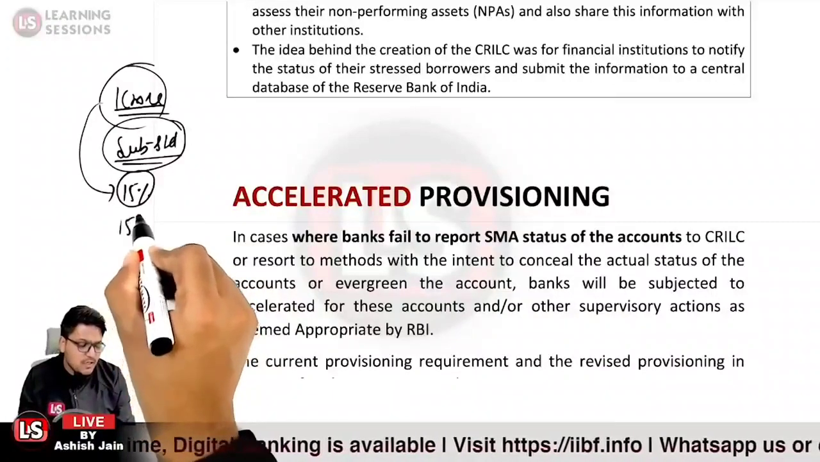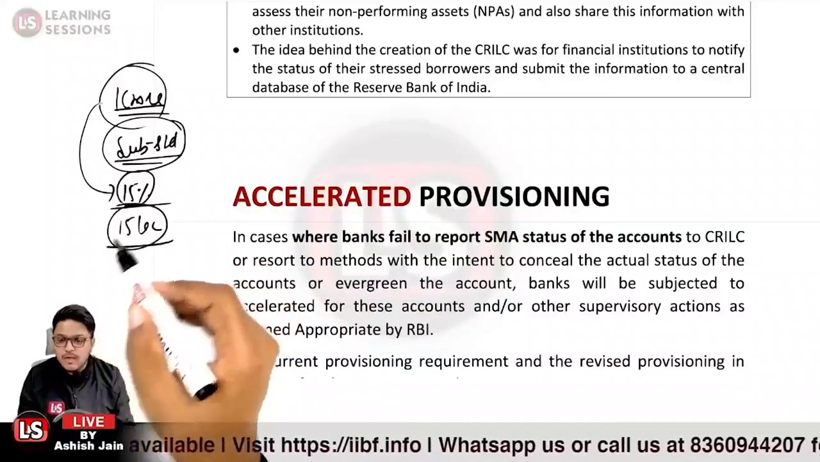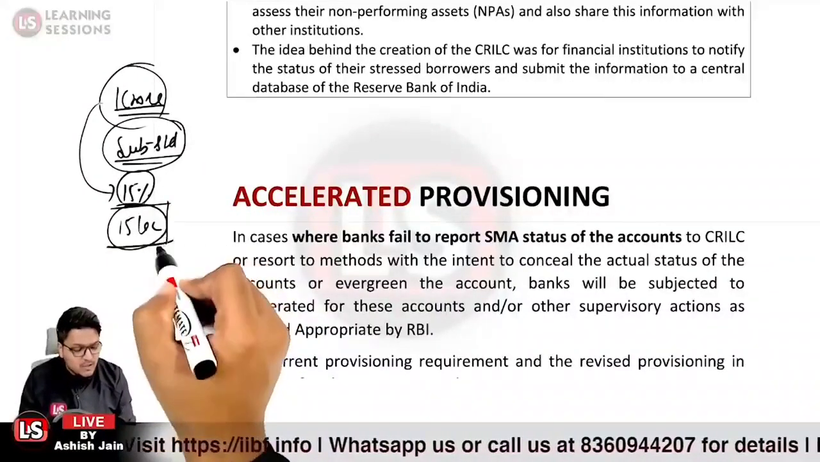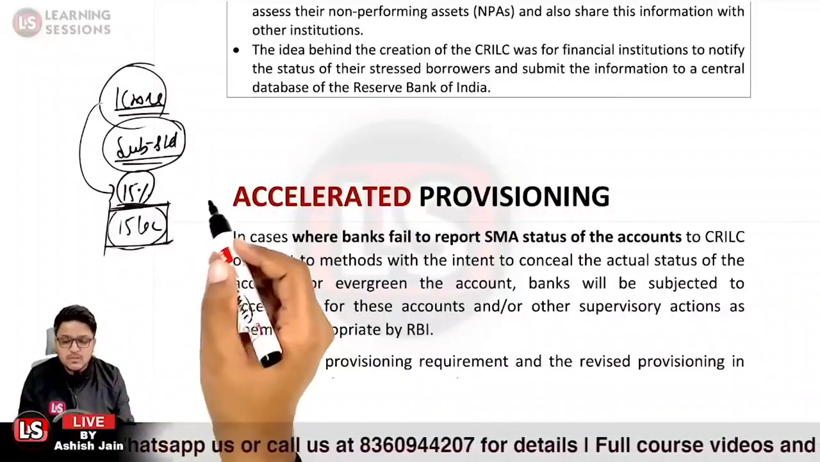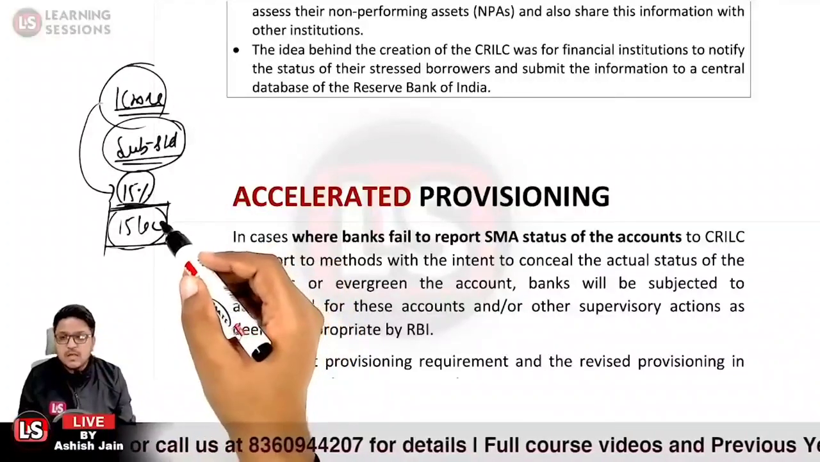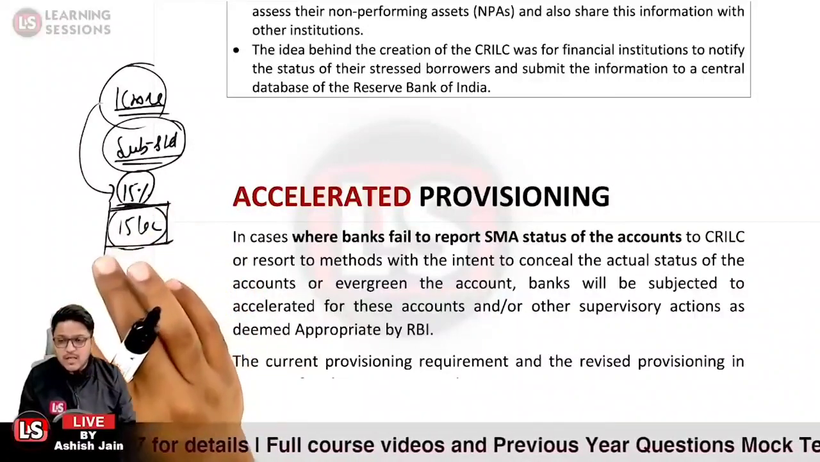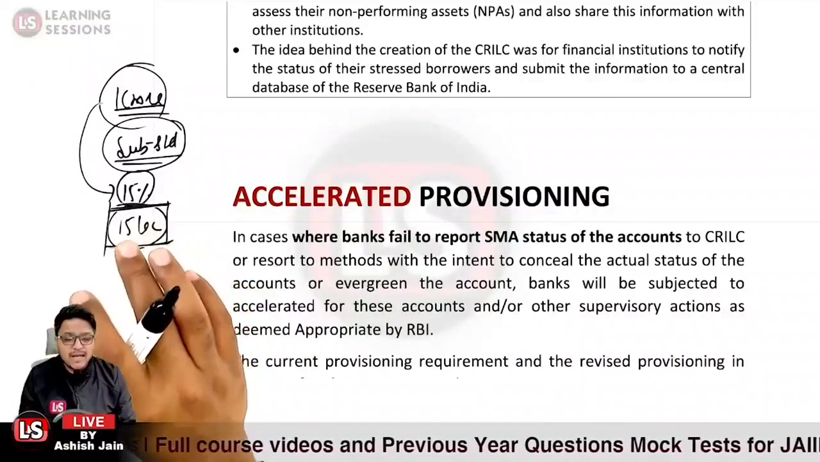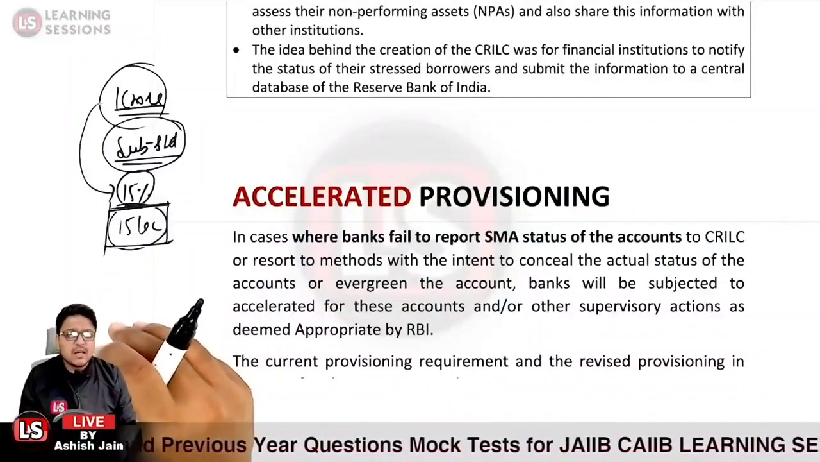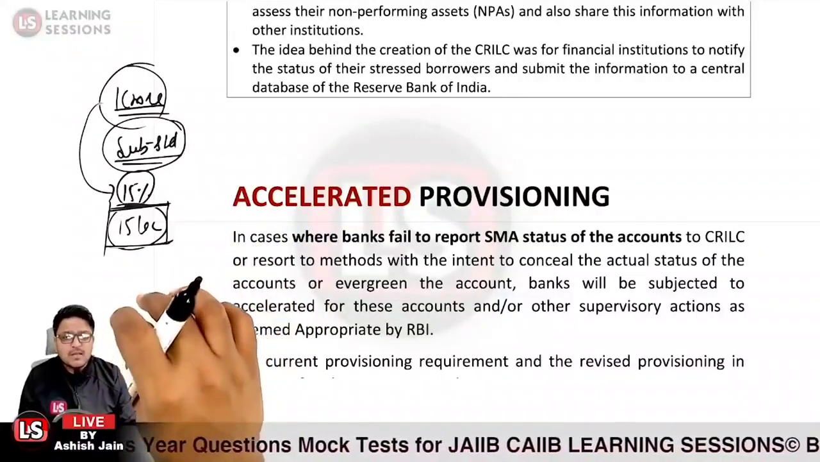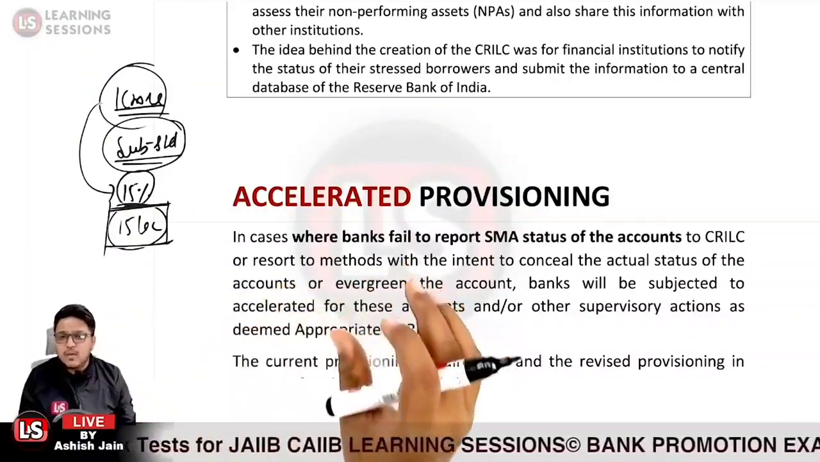15% of the provision means 15 lakh rupees must be deposited by the bank. The provision of 15 lakh rupees must be created by the bank. Now it's a loss to the bank, because the bank will not be able to invest this money or lend it further. Is that clear? That is why, if the banks do any of the things to hide the status of the account, conceal the actual status of the account or evergreen the account, in that case the accelerated provisioning norms would be applicable on the bank.